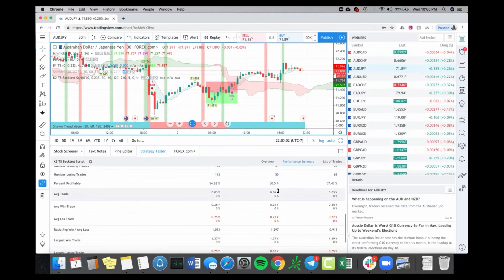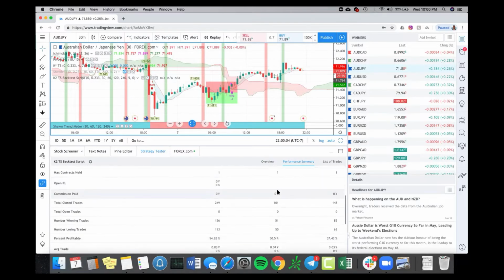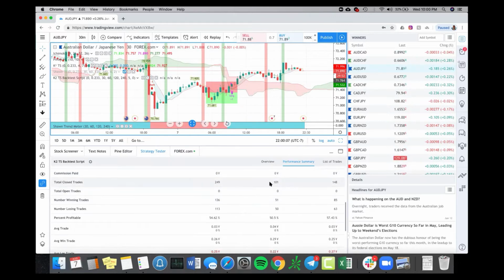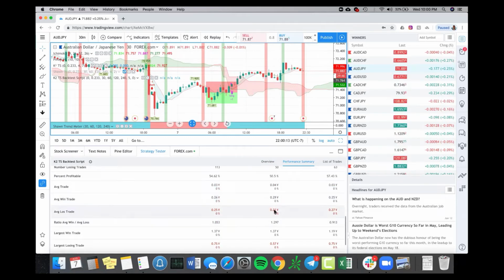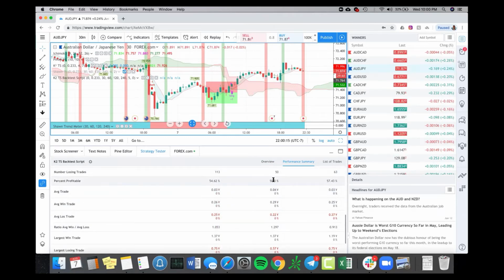So if you took every trade, this takes into account 249 trades for the Australian dollar versus Japanese yen. If you took buy positions, you would have won 50.5% of the time. And if you took sell positions, you would have won 57.43% of the time. If you had automated trading, like what I'm trying to do, and you just let it run basically forever, you would have been in profit regardless.